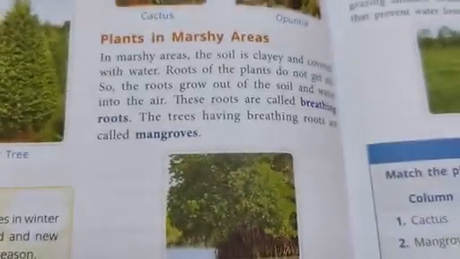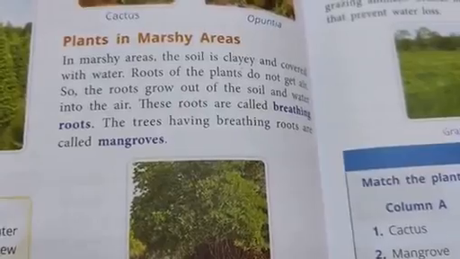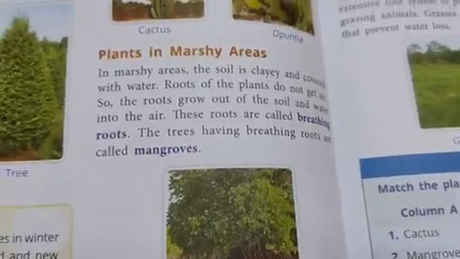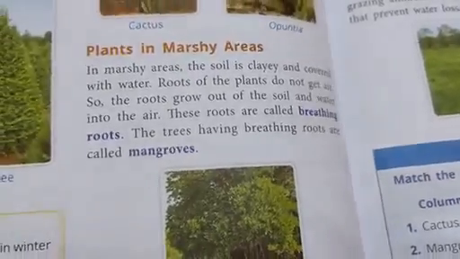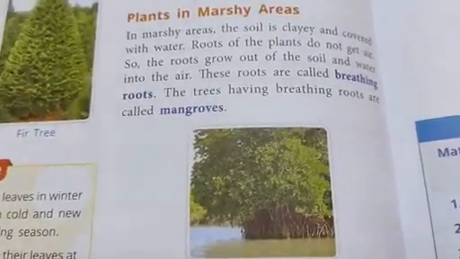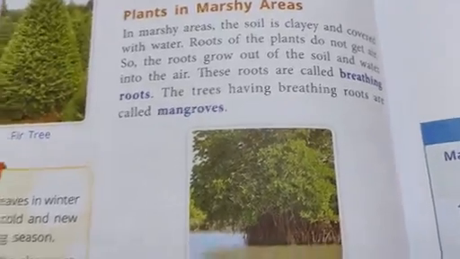The next one is plants in marshy areas. In marshy areas, the soil is clayey and covered with water. So children, in marshy areas, the soil is completely wet. It is covered with water. So the roots do not get proper air. They cannot take in air properly.